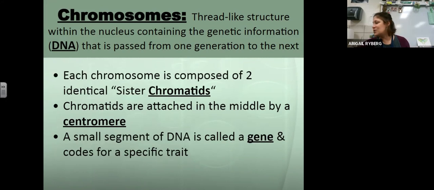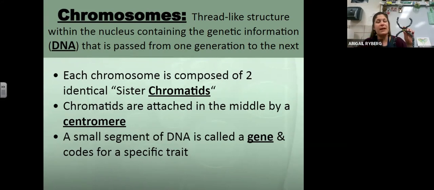Some of these words, we're actually going to do a lot of vocab this unit, and specifically today. One of the vocab words, and I'm going to have you practice on a Quizlet, memorize, is chromosomes. We've heard that term thrown around, but what that term actually is is a thread-like structure within the nucleus that contains our genetic information, or the DNA, that's passed from one generation to the next. This is what we're going to call a chromosome.